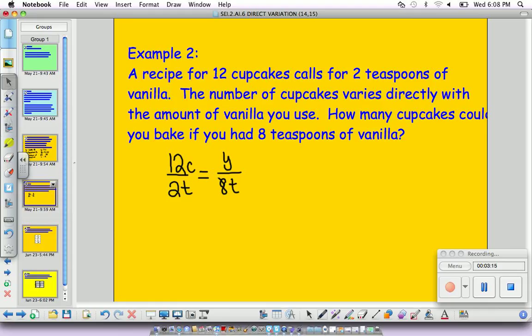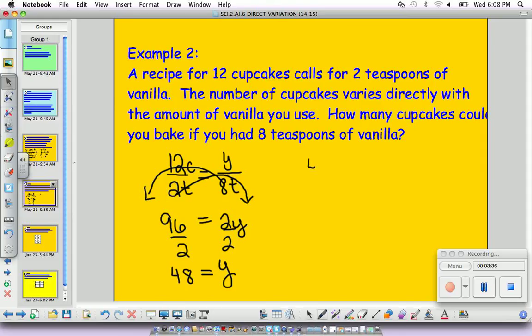So I'm going to cross multiply. 8 times 12 is 96, and 2 times y is 2y. Then I'll divide by 2, and y is 48. So I can make 48 cupcakes if I have 8 teaspoons of vanilla.